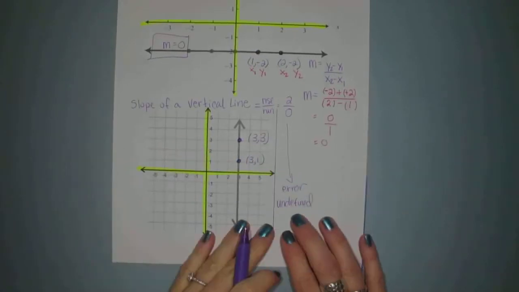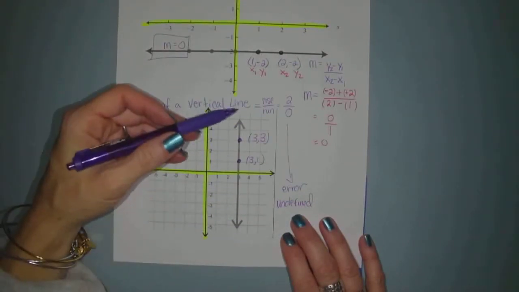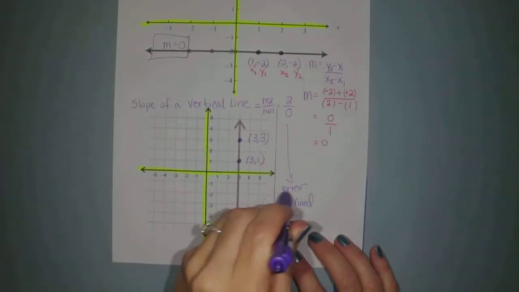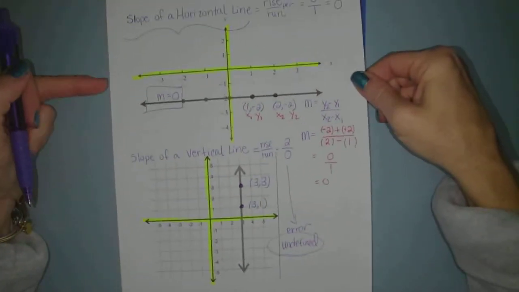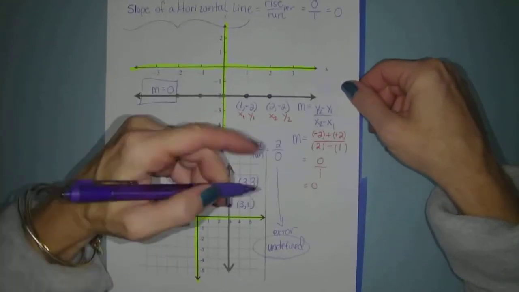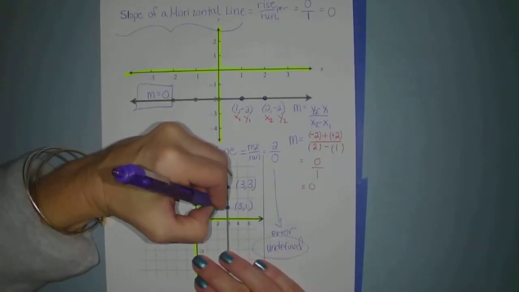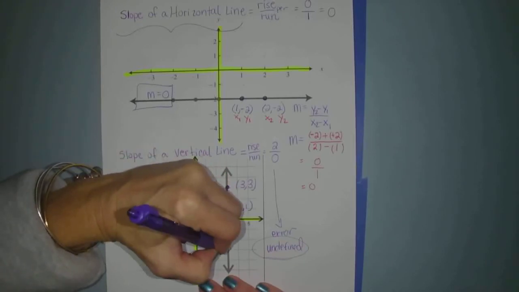So vertical lines, and you can memorize this, any vertical line is going to have a slope that is undefined. Horizontal lines, slope is 0. Vertical lines, m is undefined. So try to memorize those.